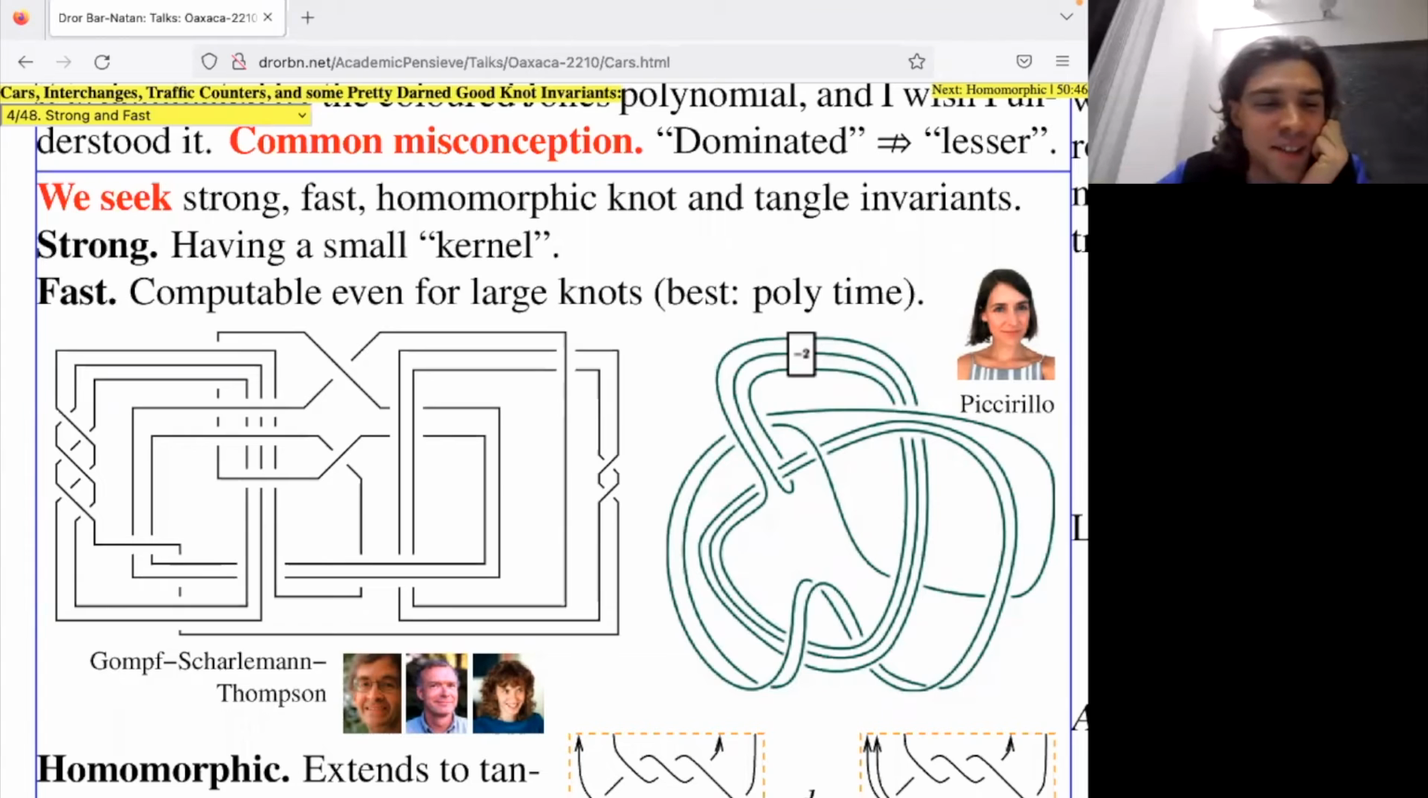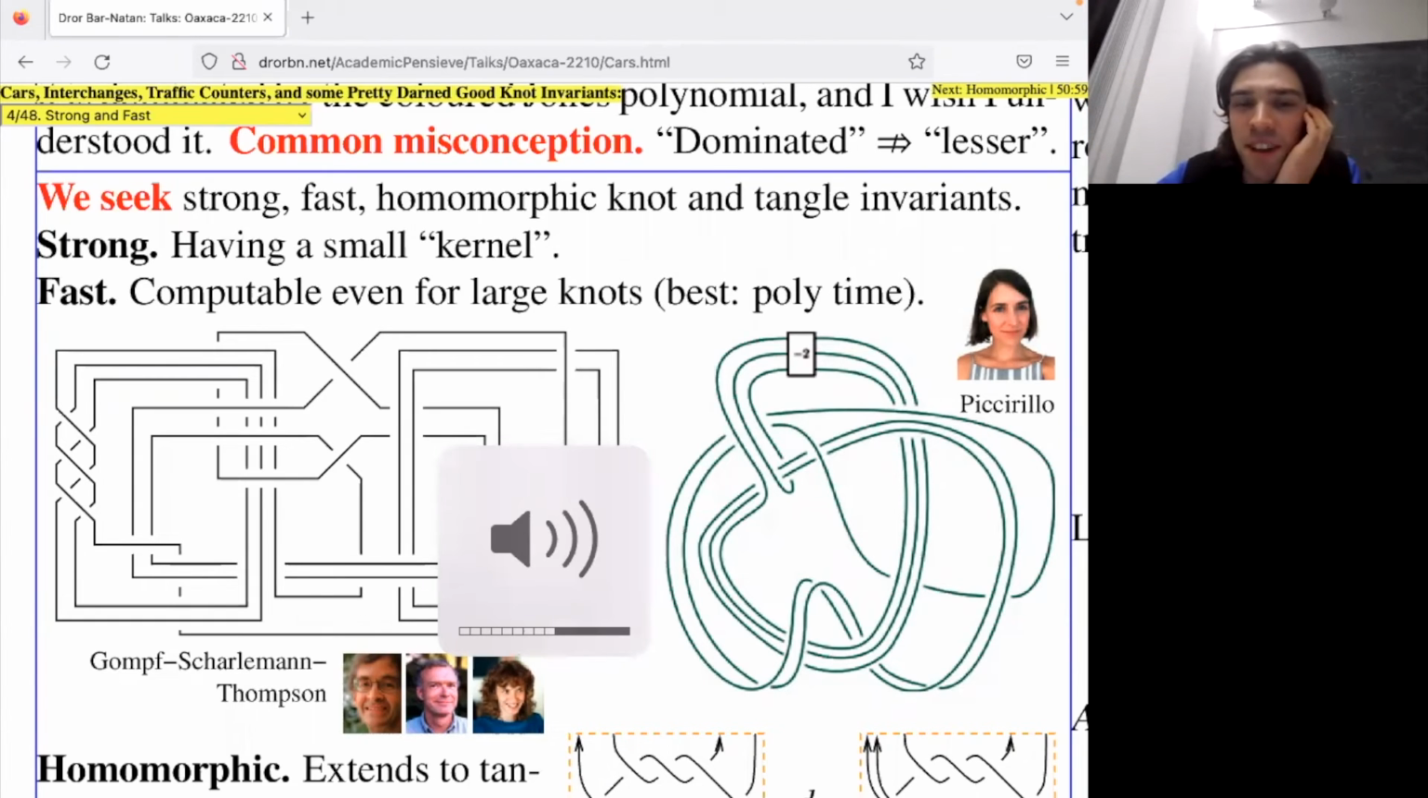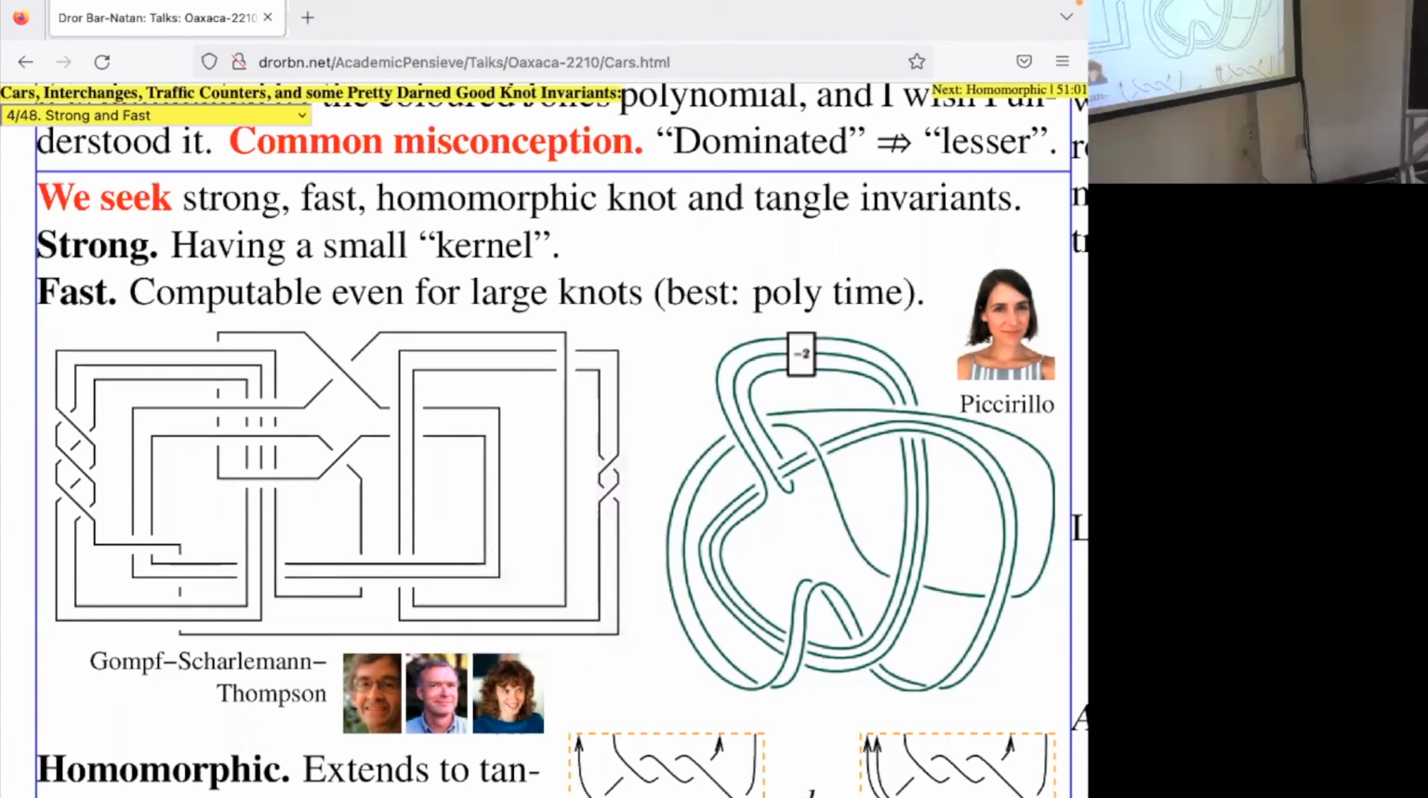Okay, yeah, thanks. Thanks for the talk. I've also got a question about this homomorphic property. So do you get any relations between different tangles? So do you get like a skein relation type thing? Gee, I don't want skein relations.